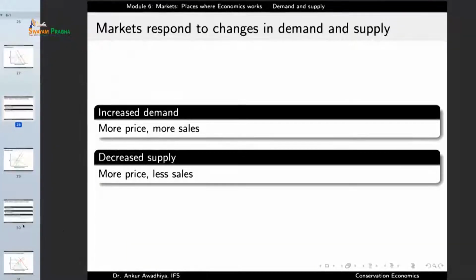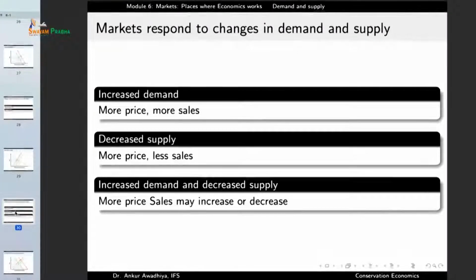Now, what happens when there is an increased demand and there is a decreased supply? In this case, we are saying that there is an increased demand plus a decreased supply. An increase in demand leads to more price, a decreased supply leads to more price. When both of these are acting together, we will have more price. An increased demand led to more sales, a decreased supply led to less sales. So when both of these are acting together, then we may have more sale or less sale or the same sale. So let us look at these.